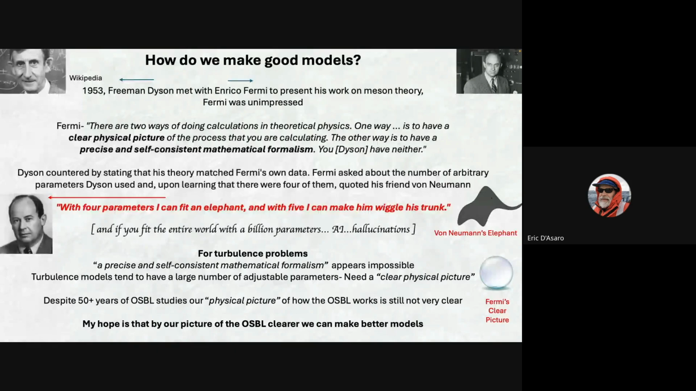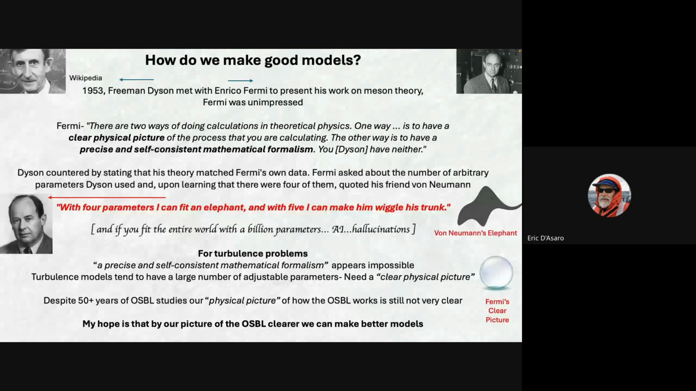And just as a side note, in some sense, AI is fitting the entire world with 1 billion parameters. We can talk about that later if you'd like. And that's probably where the hallucinations come from: if you're outside the parameterization regime, it says all sorts of odd things. Okay, but for fluid mechanical turbulence, there's been 100 years of people trying to make self-consistent mathematical formulas.